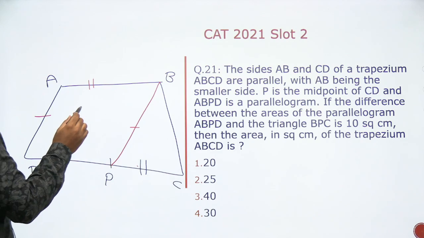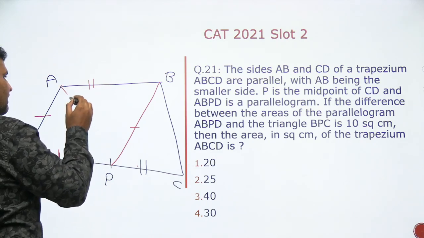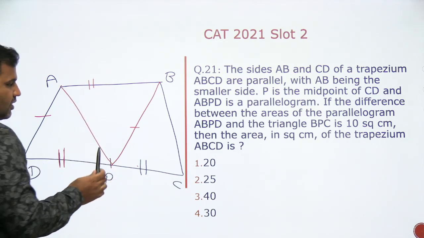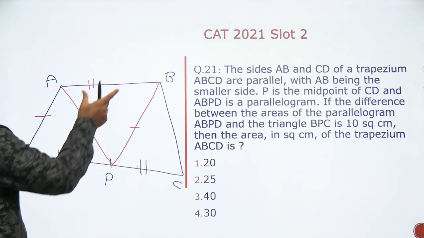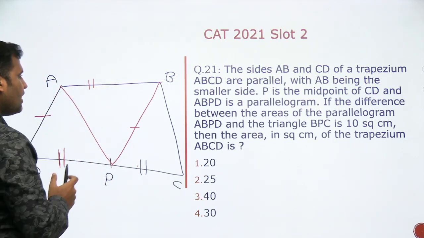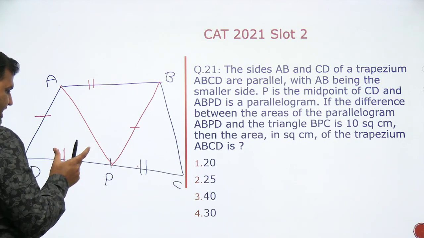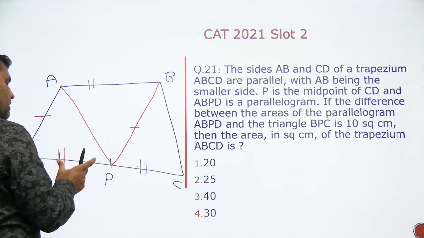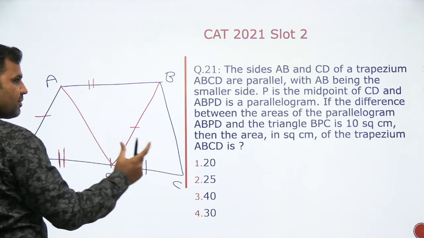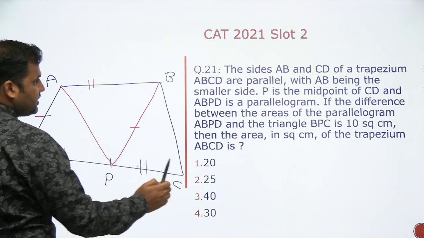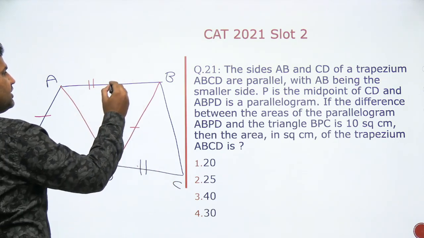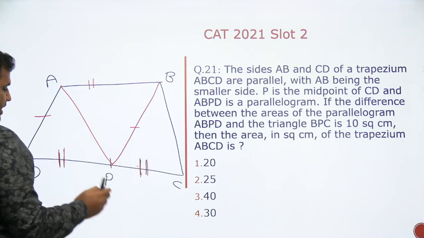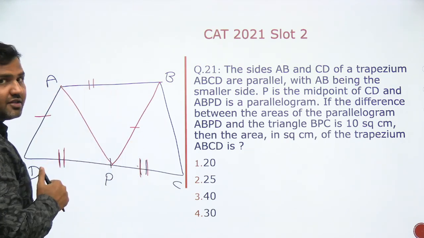Now you see this, guys, it's such a simple question. If I join A with B, look at it, guys. The length DP is the same as AB, and DP is the same as PC. So DP is the same as AB, and DP is the same as PC. So can I say PC will be the same as AB? That means these two sides will also be the same, right? So this side and this side length is the same.